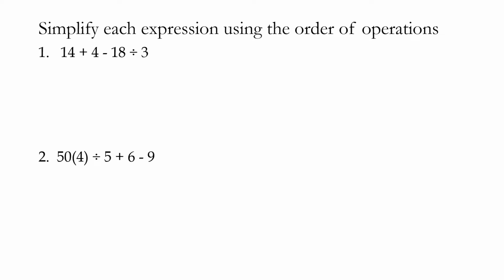It says to simplify each expression using the order of operations. So this first one, 14 plus 4 minus 18 divided by 3. I notice there's no parentheses, no exponent, but there is multiplication and division, and that is the negative 18 divided by 3. So I'm going to do that first, negative 18 divided by 3, and that's a negative 6.